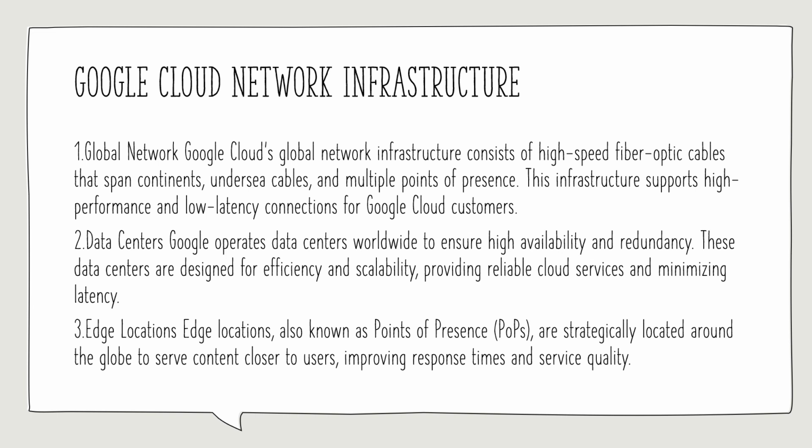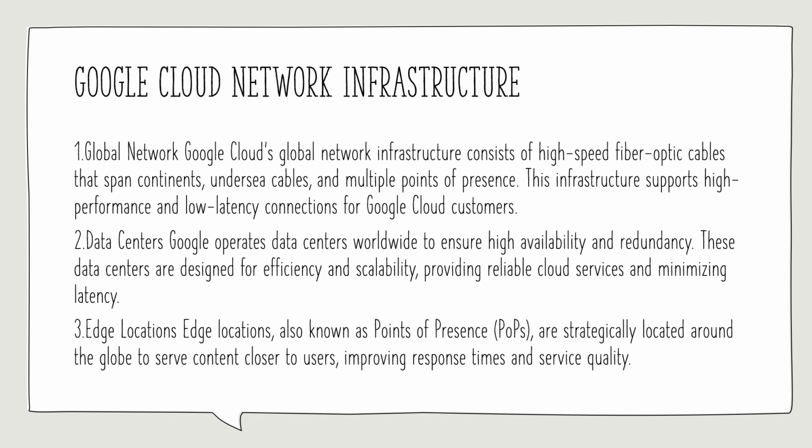Google Cloud Network Infrastructure. Google's global infrastructure is one of the most powerful and advanced in the cloud industry, providing the backbone for all of its services. 1. Global Network. Google Cloud's global network infrastructure consists of high-speed fiber optic cables that span continents, undersea cables, and multiple points of presence. This infrastructure supports high-performance and low-latency connections for Google Cloud customers.